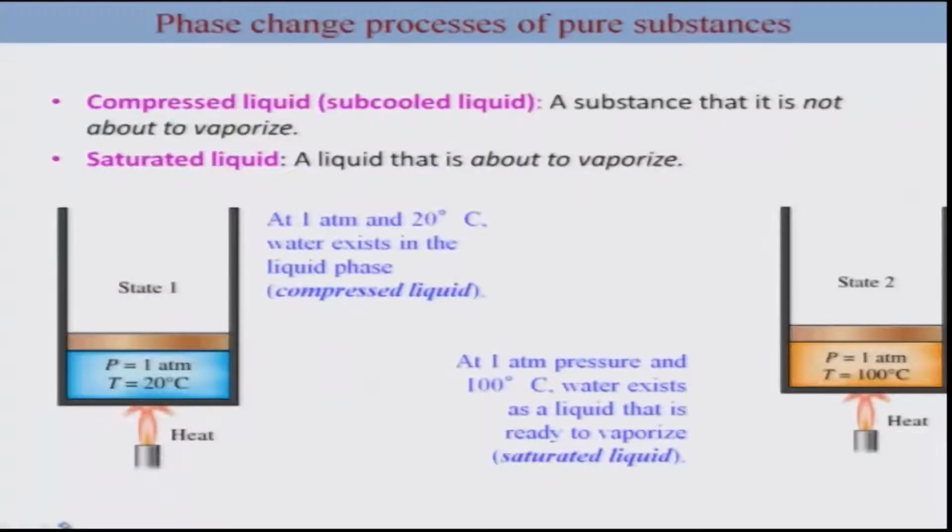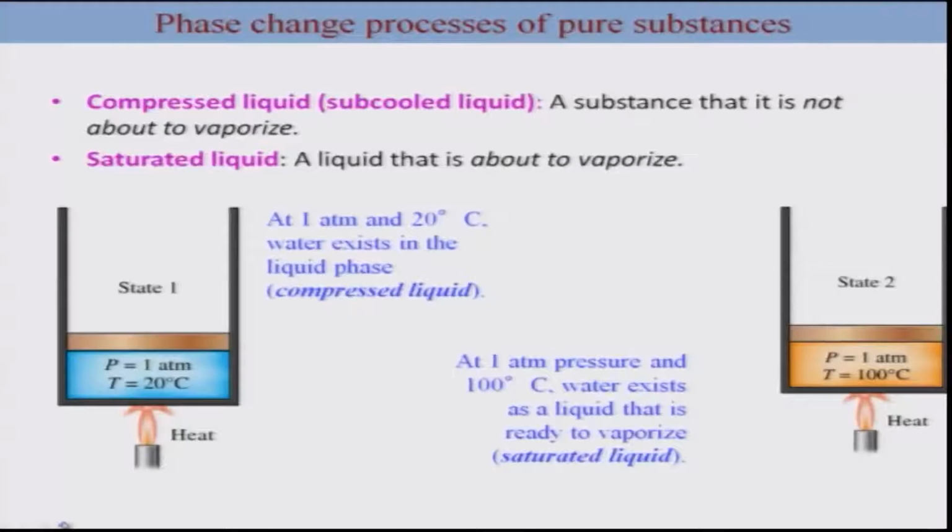Now we will take an example of how the phase changes during a process. You can heat up the water and convert it to vapor. So let us get a little bit more technical about it. Let's consider water at 1 atmosphere and 20 degrees Celsius. In such a case the water exists in the liquid phase. So at room temperature, you will see water as a liquid, and it will not immediately vaporize. You need to heat it up at 1 atmosphere.